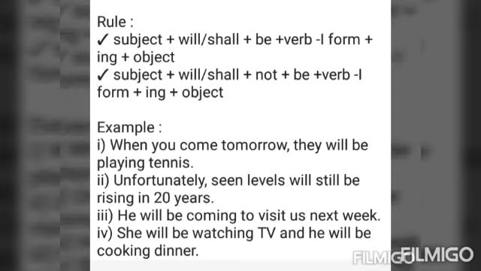Let's know more through the examples. The first example we have, When you come from Delhi, they will be playing tennis. Next we have, Unfortunately, sea levels will still be rising in 20 years. He will be coming to visit us next week. And lastly we have, She will be watching TV and he will be cooking dinner. So here you can observe the uses as well as the rule of the future continuous tense.